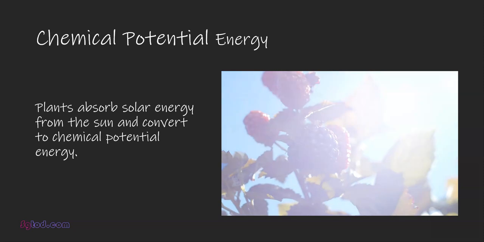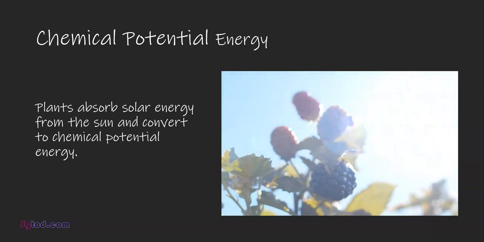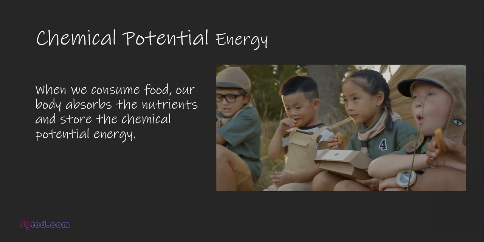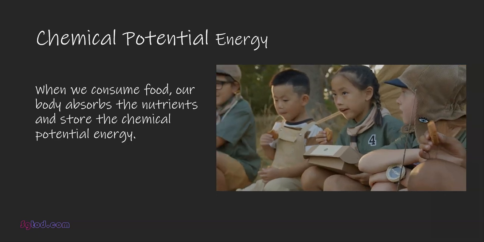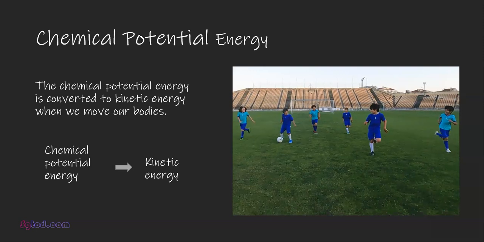Plants absorb solar energy from the sun and convert it to chemical potential energy. When we consume food, our body absorbs the nutrients and stores the chemical potential energy. The chemical potential energy is converted to kinetic energy when we move our bodies.